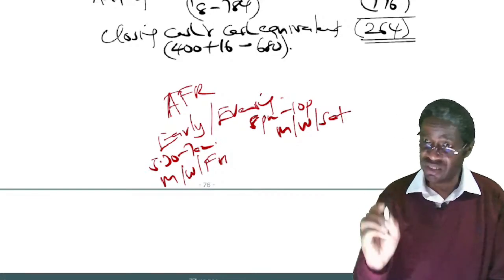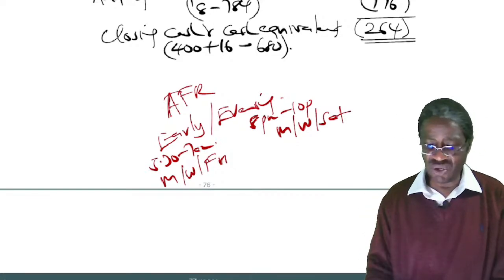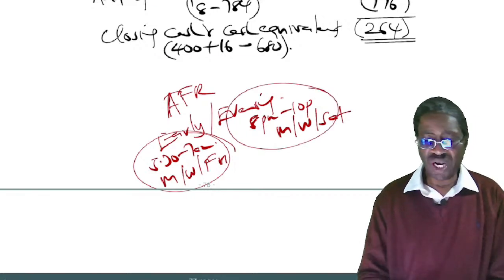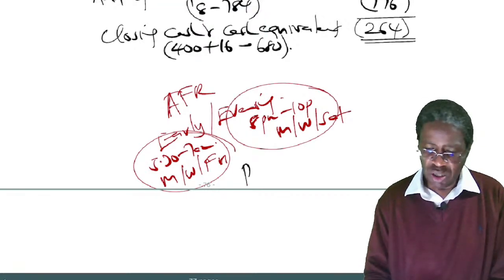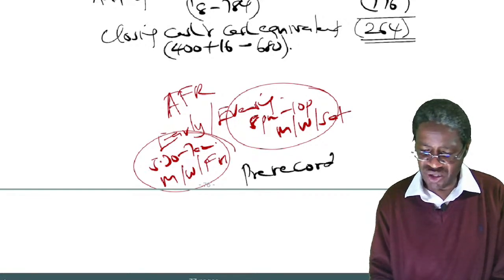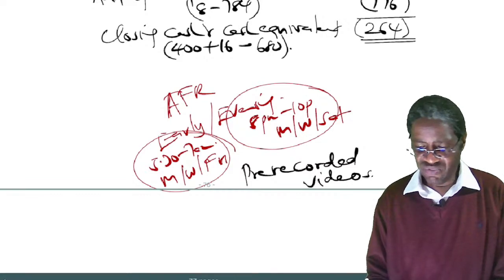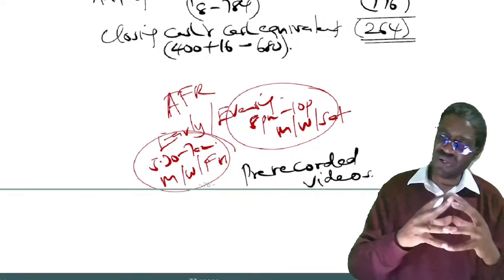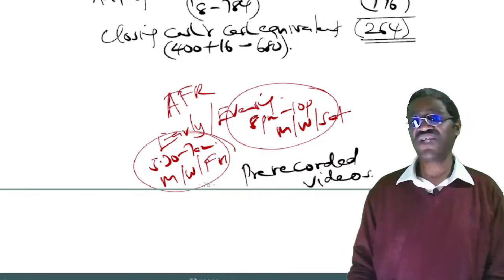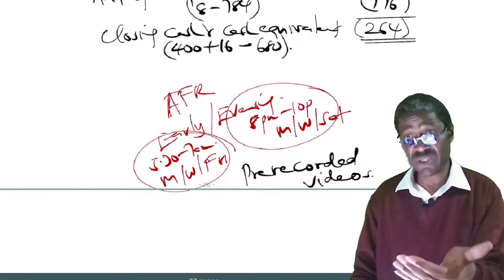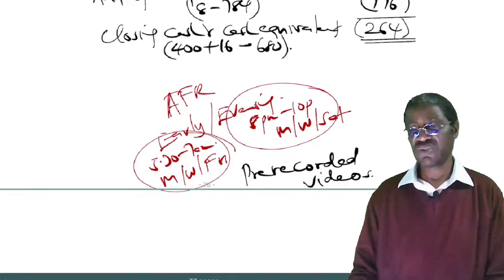Good. Listen. Alternatively, if you're not available in the early morning, and you're not available in the evening, you can also buy what we call pre-recorded videos, where you buy all the videos for the whole syllabus and then you listen to them at your own free time, at your own pace. That is also available.